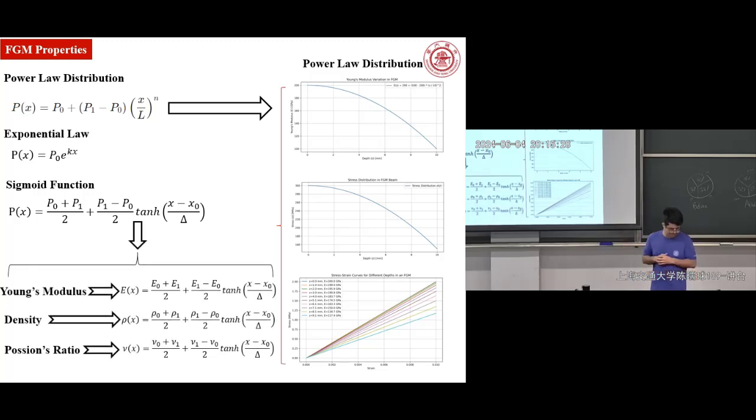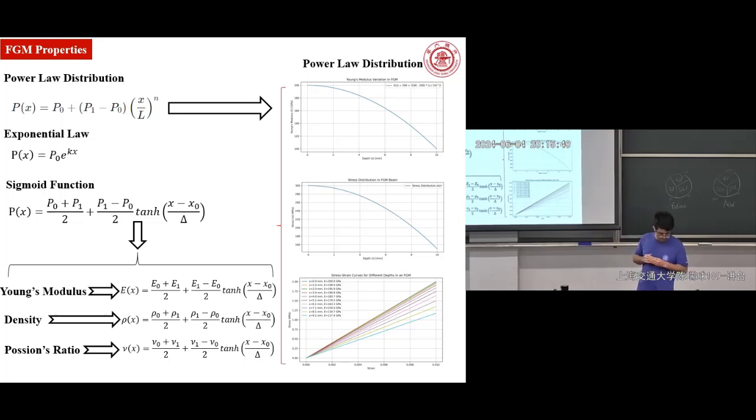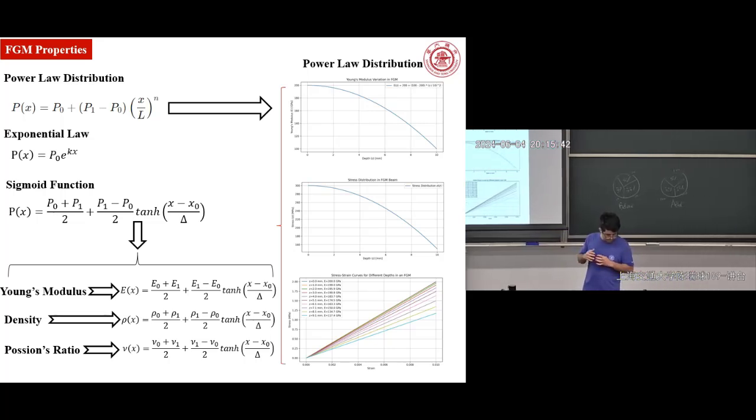For example, in sigmoid function, you can replace or substitute Young's modulus, density, and Poisson ratios to P. So at that time, Young's modulus, densities, and Poisson ratios are defined based on the depth of the structures, actually.